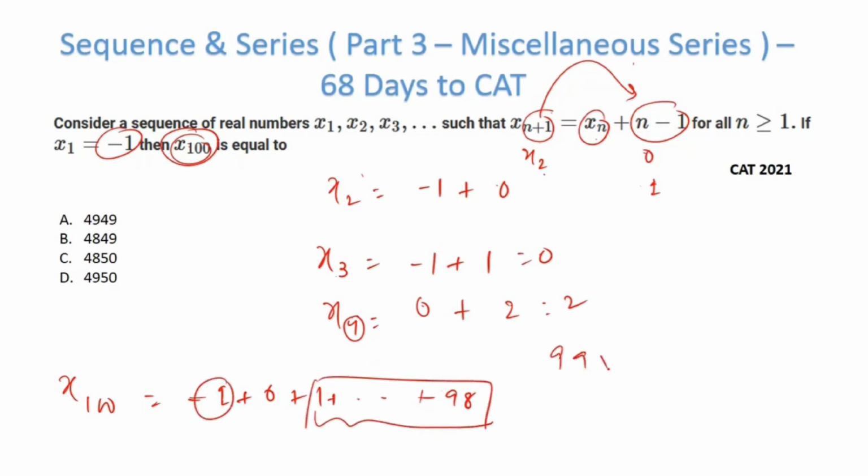What is this? The number of terms is 99. So 98 into 99 divided by 2, so 49 into 99, minus 1. So what is 49 into 99? If you just multiply it and add minus 1 to it, 4850 is the answer. I hope this is clear to you. From the last digit also you could have figured out that only C or D could be the answer. But the product was not nearing 4950, hence we marked C.